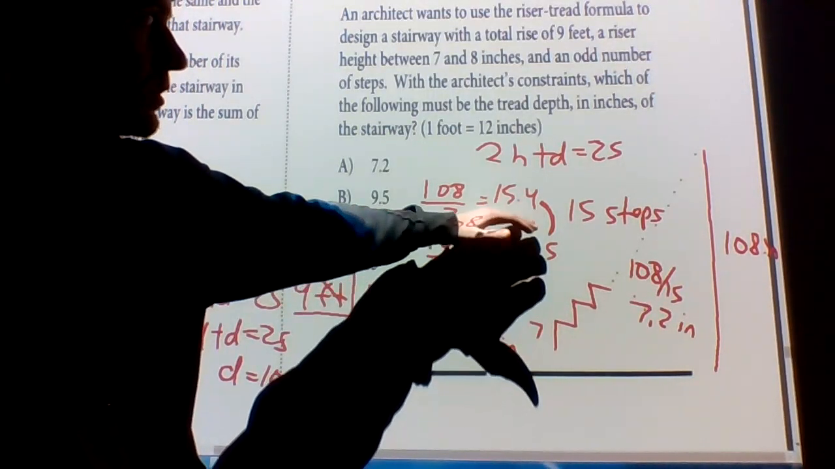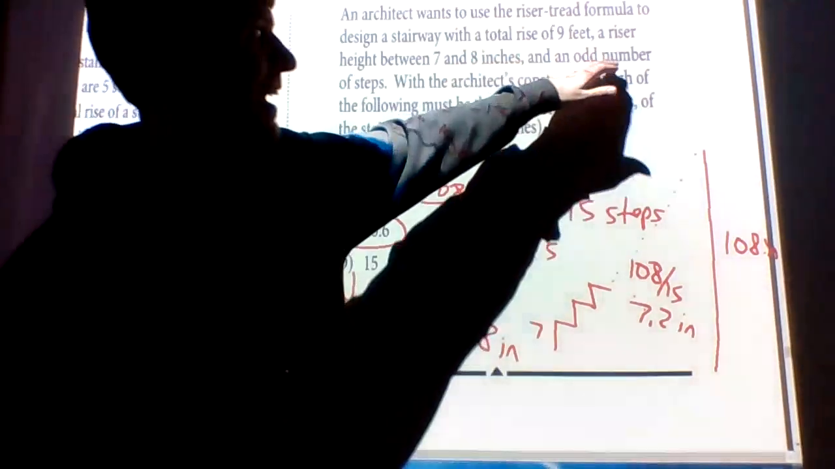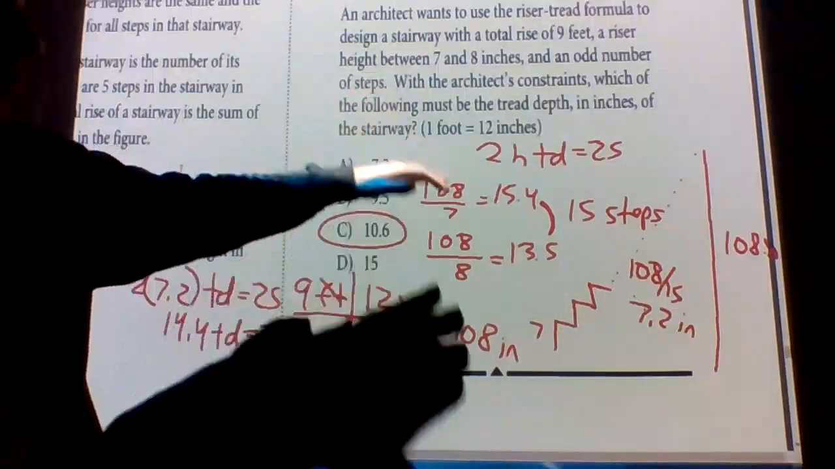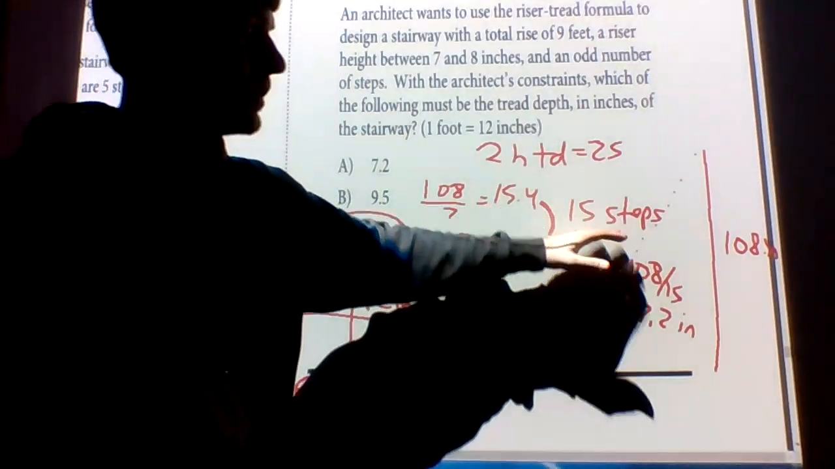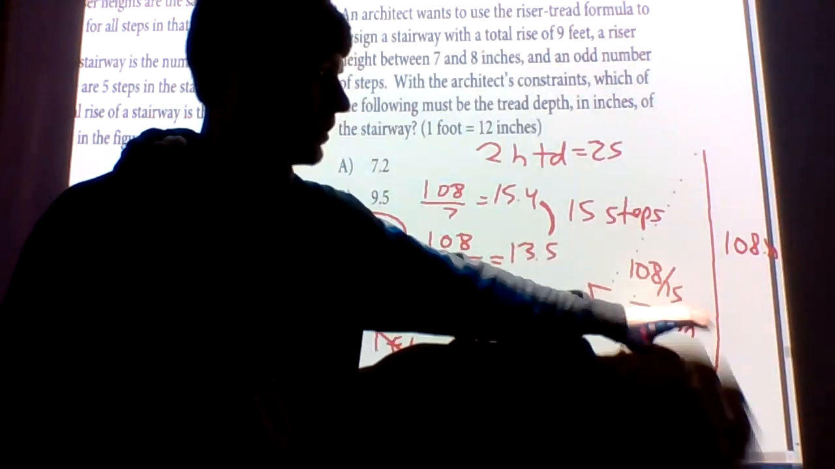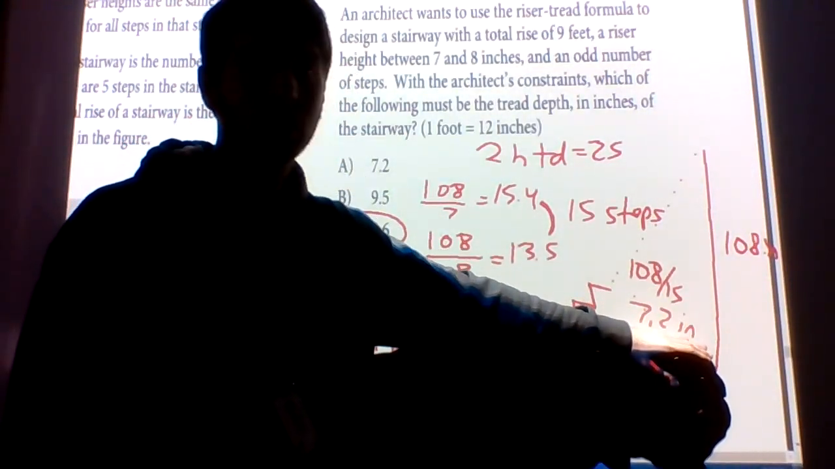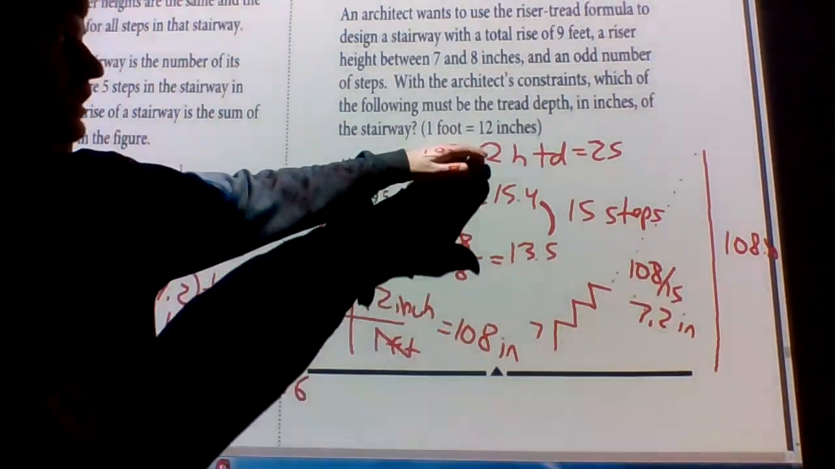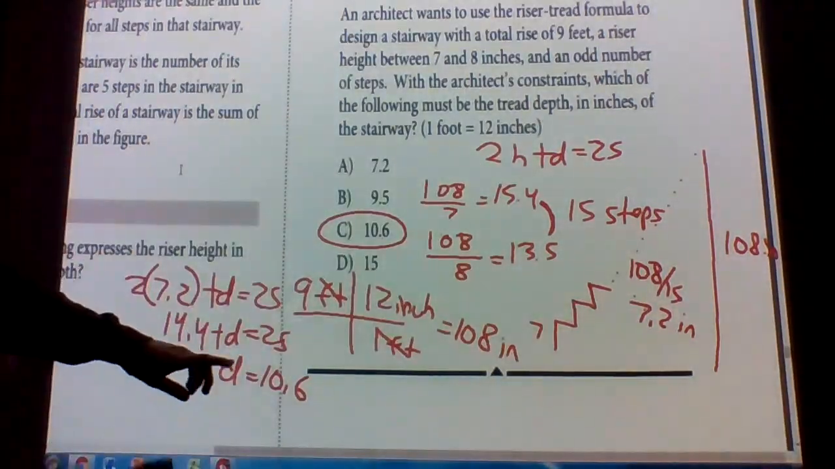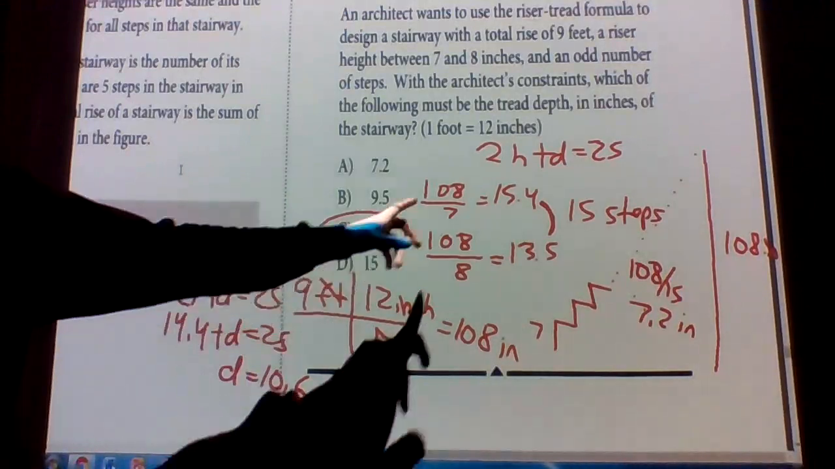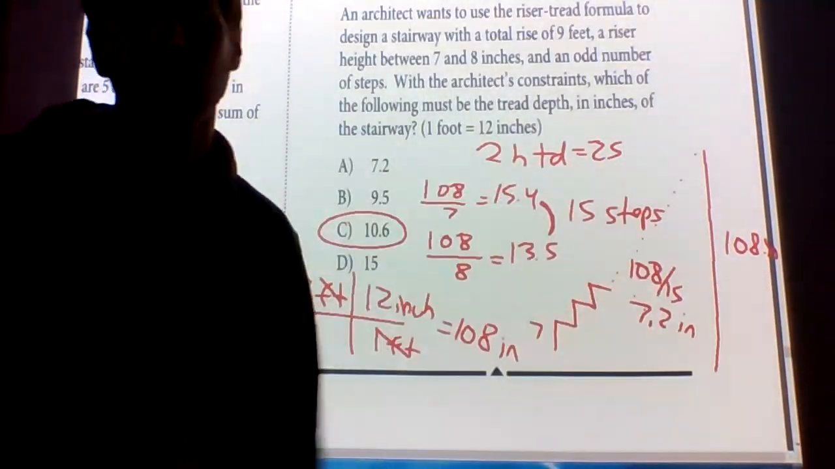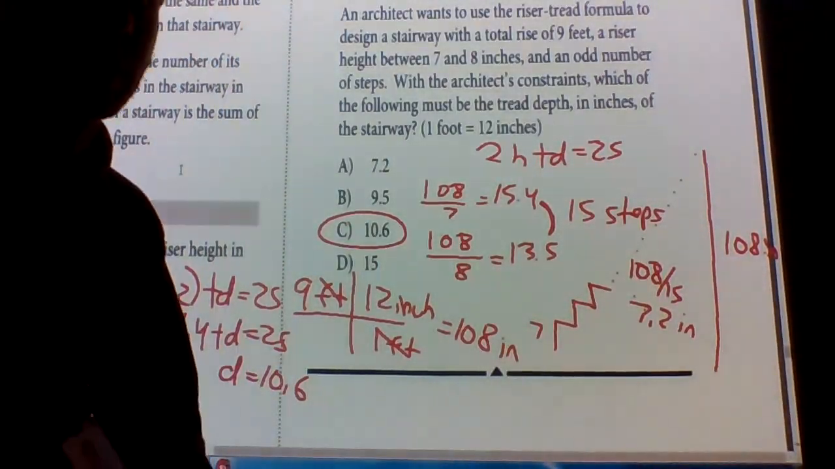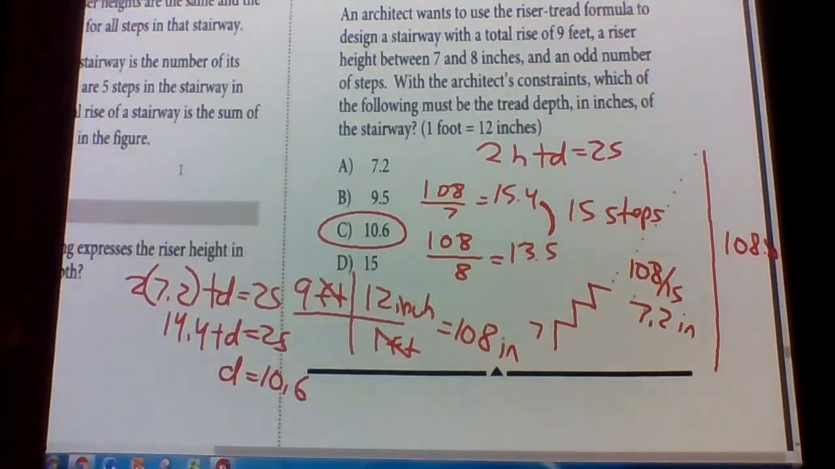So the two numbers are 14 and 15, but they tell us we wanted an odd number. So we're going to go with 15. If we go with 15, 108 inches divided by 15 steps gives us a height of 7.2 inches per step. And then we can use the formula to find the depth. So 2 times 7.2 plus D equals 25. Right, that's number 20.